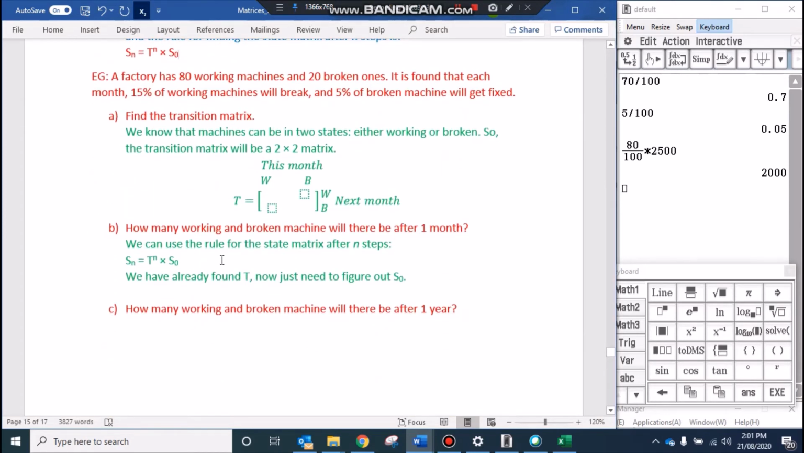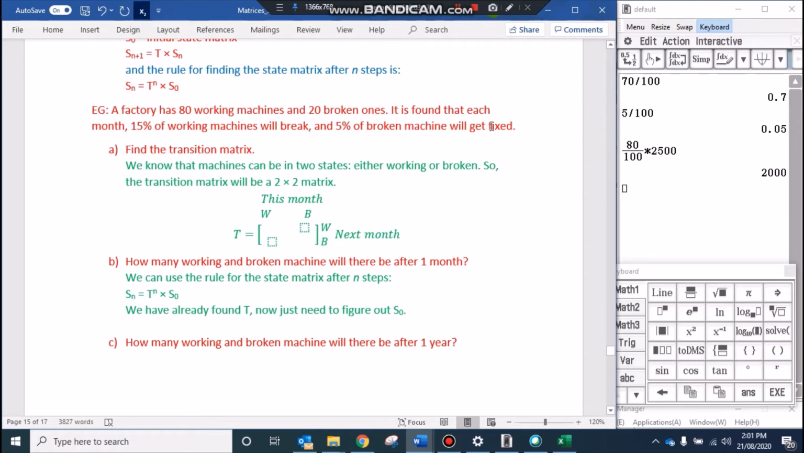So we'll do some examples on how this recurrence relation will work. We're going to look at a different scenario. We've got a factory that has 80 working machines and 20 broken ones. On average, it's found that each month, 15% of the working machines will break and 5% of the broken machines get fixed. First thing I want to do is to find the transition matrix.